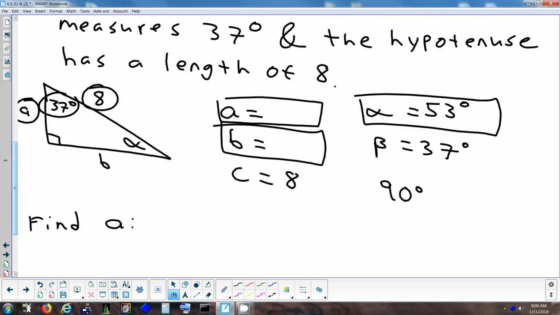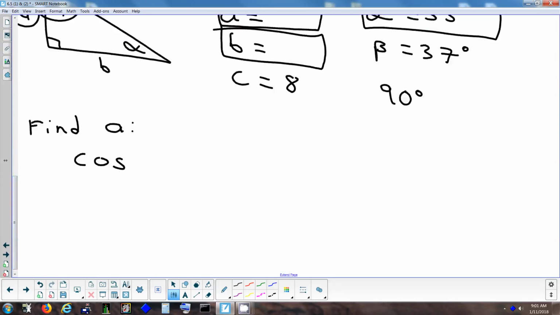From the perspective of the 37, do you remember the two terms we use that are relative terms? Just tell me the two terms. It's adjacent and opposite. So we just have to figure out which one this one is. It's adjacent. So we want to know the adjacent. And Dylan, we already know the hypotenuse. So which trig function has adjacent and hypotenuse in it? Sine, cosine, or tangent? Cosine.